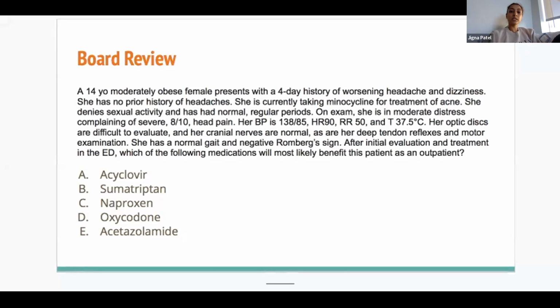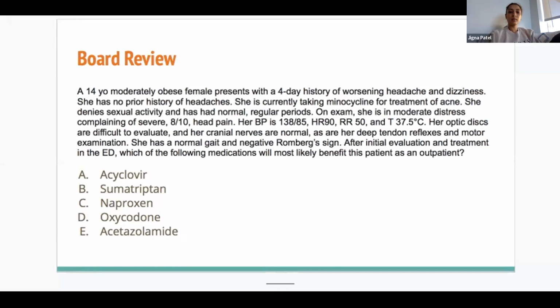So the treatment of choice for outpatient would be acetazolamide. You're correct, Kelsey. If the patient is stable for discharge, acetazolamide should be prescribed for outpatient use with close follow-up, especially for any visual changes. Acyclovir is not indicated in this patient unless there's evidence of herpes encephalitis, which would require admission. Sumatriptan is indicated for migraine headaches and not for pseudotumor cerebri. Naproxen and oxycodone are just adjuncts for analgesia. They're not going to help with the symptoms of the pseudotumor cerebri.